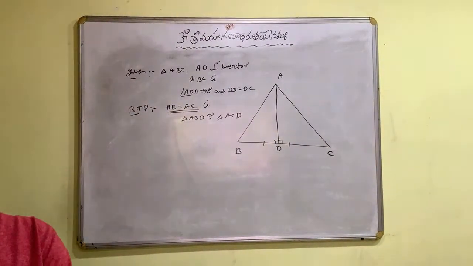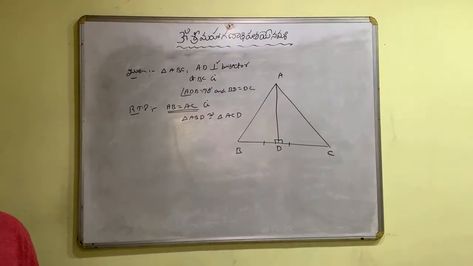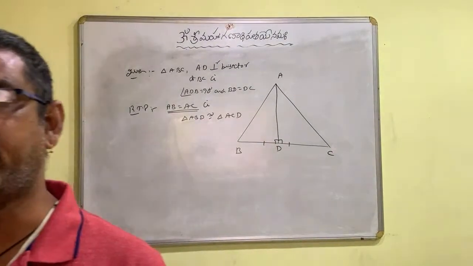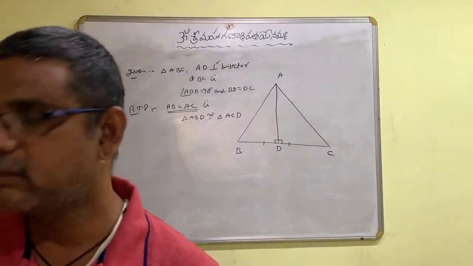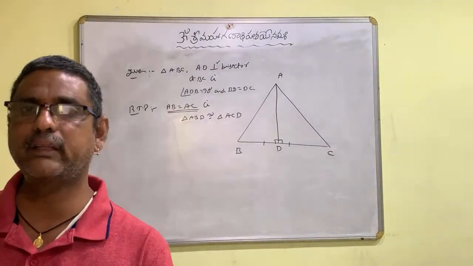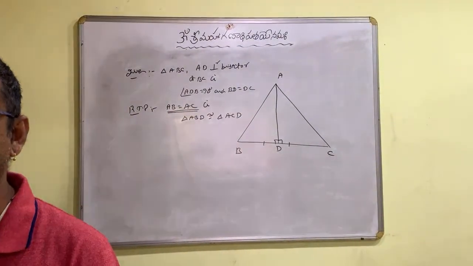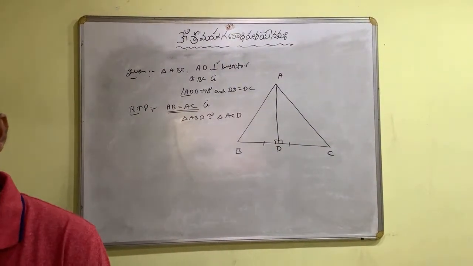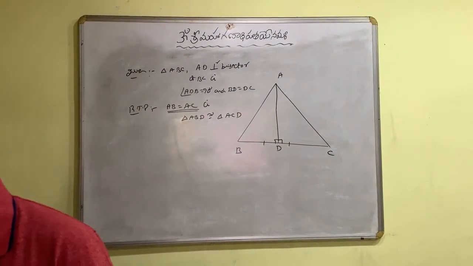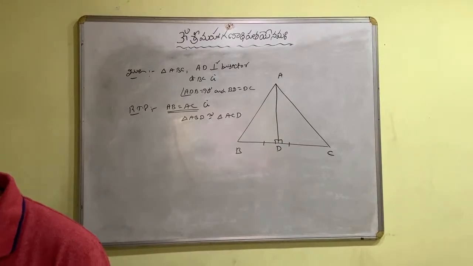Okay, na? How to prove it? What criteria? What are the parts equal? First, what are the parts equal? Then what is the criteria? Then what is the symbolic form? Then CPCT. Four steps.